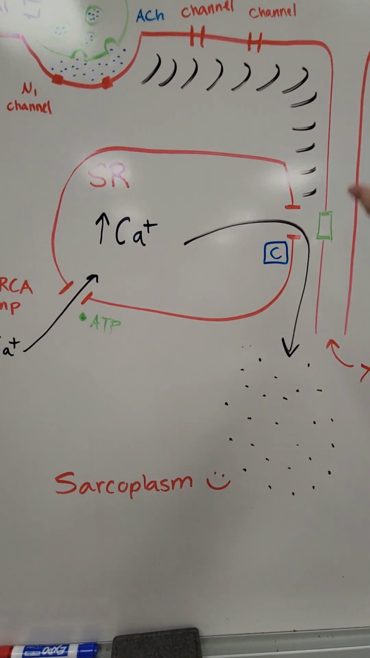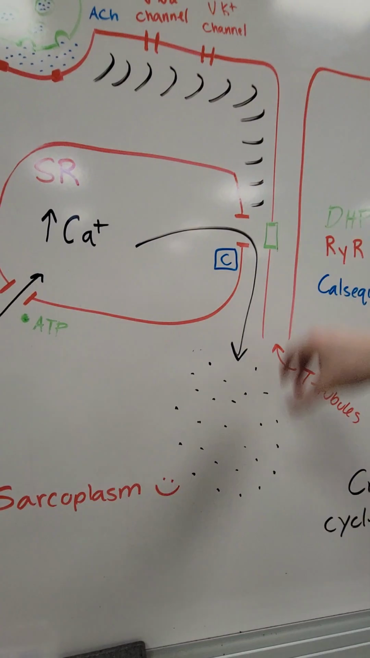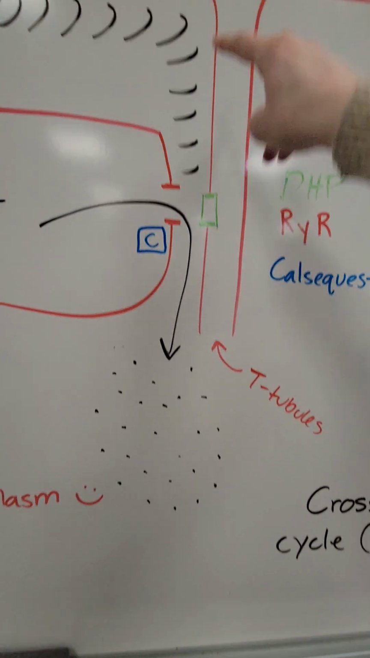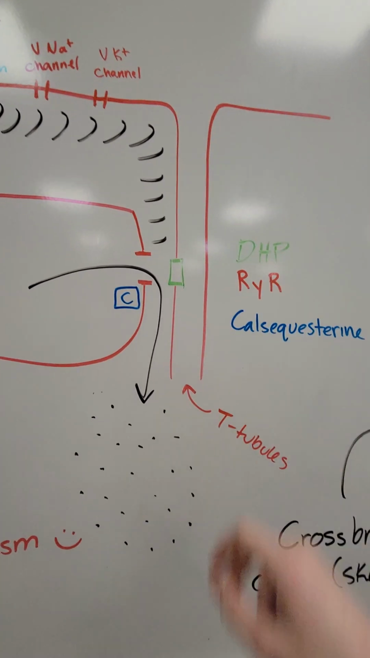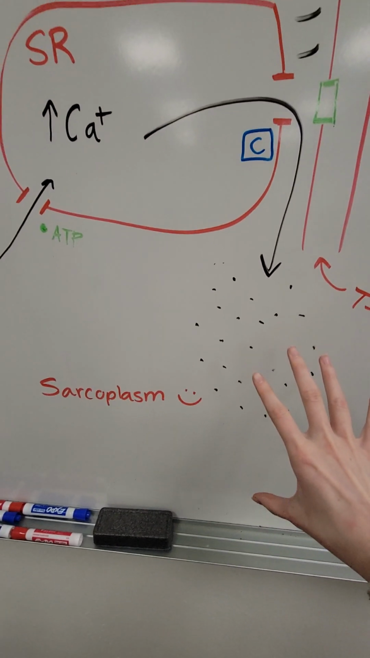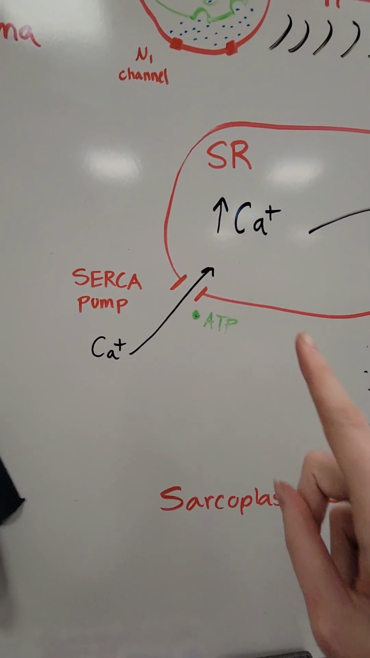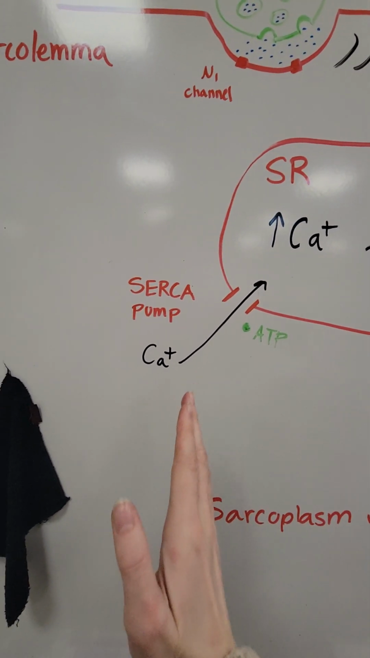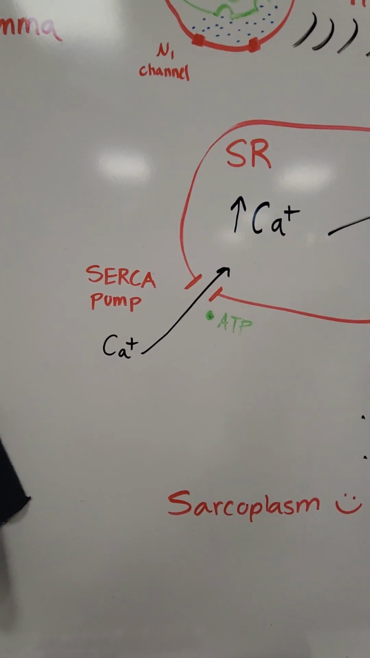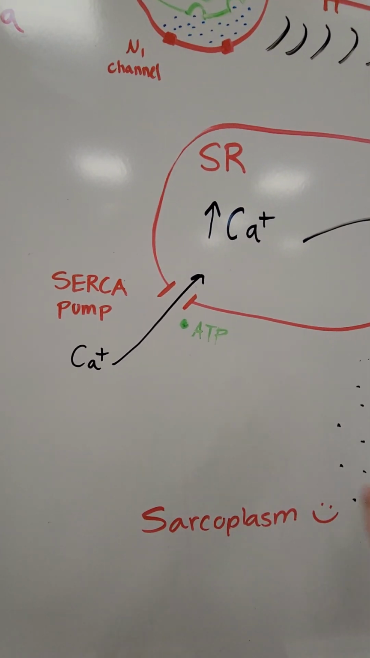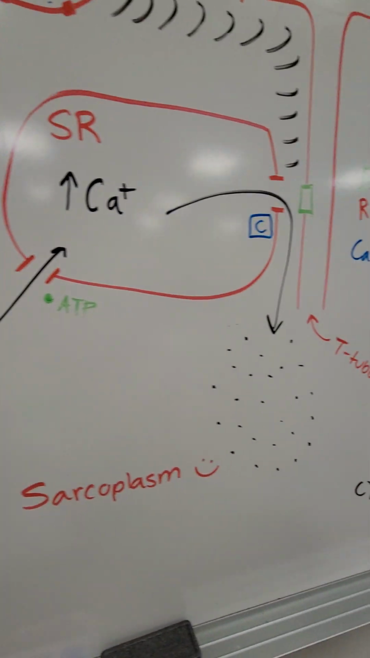But what happens is that will come through, and then our calcium will be released very quickly. And this is our T-tubule right here. And yeah, the calcium is released. We also have a SERCA pump on our SR, and that pumps calcium against its concentration gradient, so back into the SR, and that's powered by ATP.